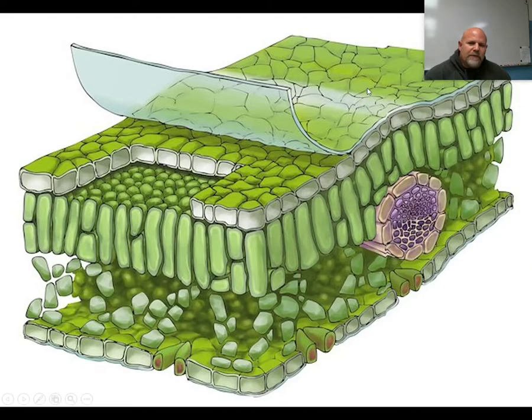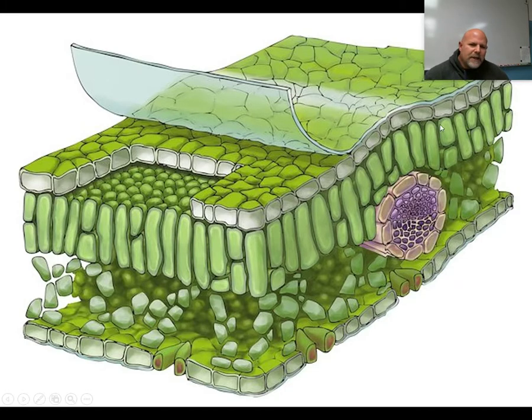So in the leaf, you have an outer layer of waterproofing called a cuticle. And then directly underneath that outer layer, there's a layer called the epidermis. This epidermis is basically there to block UV rays from causing harm to the other cells inside the leaf because they're being exposed to UV so much.